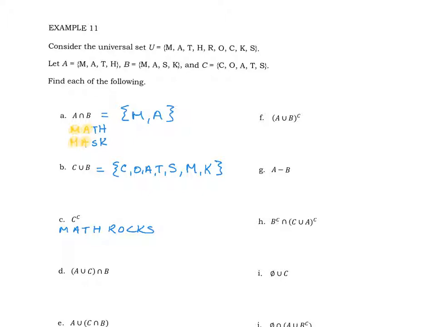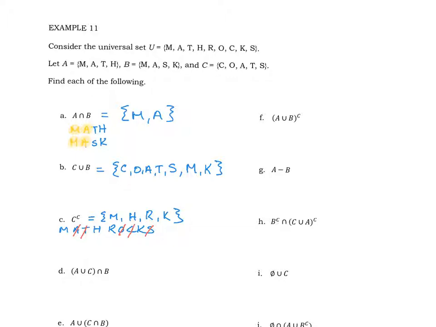Recall to find the complement of a set. In C, we want the complement of C. I want elements in the universal set that are not elements of C. So I've listed all the elements of the universal set, and I'm going to cross out anything that was in set C. So C was there, O was in there, A, T, and S. So my set of the complement of C will include elements M, H, R, and K. I believe I've included all of those leftover elements.